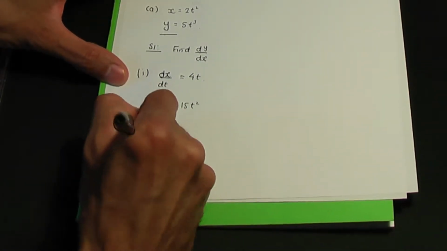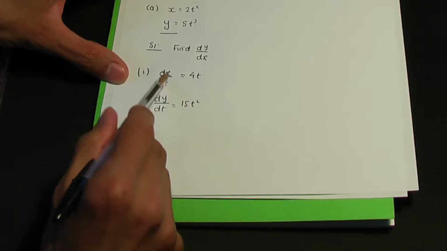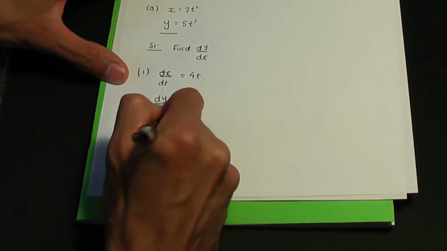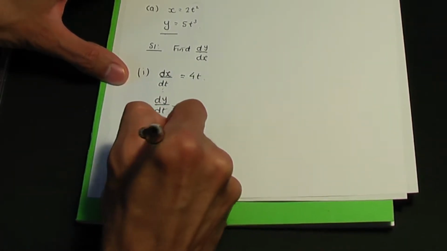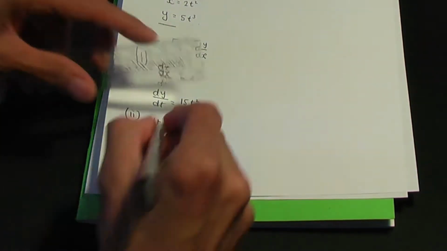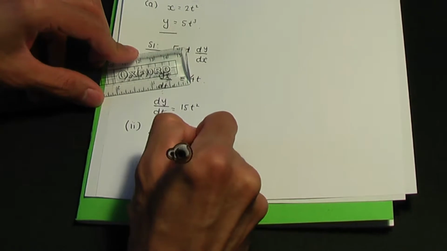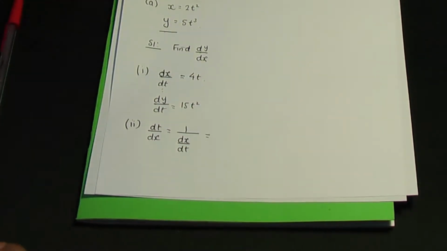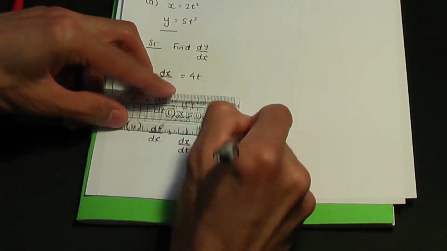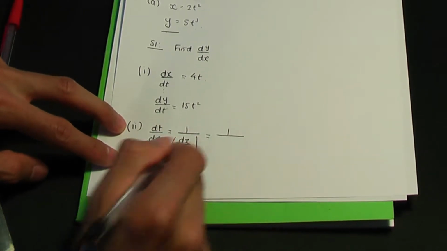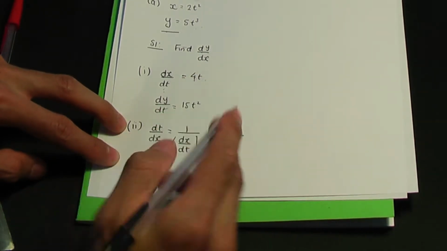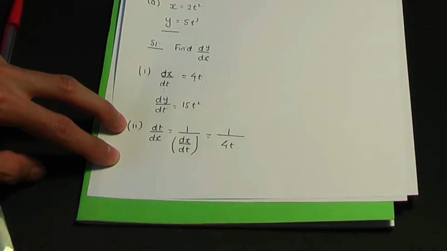The second stage is we need dt over dx, okay? So dt over dx can be found by calculating 1 over dx by dt. Okay, so it's going to be 1 divided by, and dx by dt we worked out here as 4t, okay?